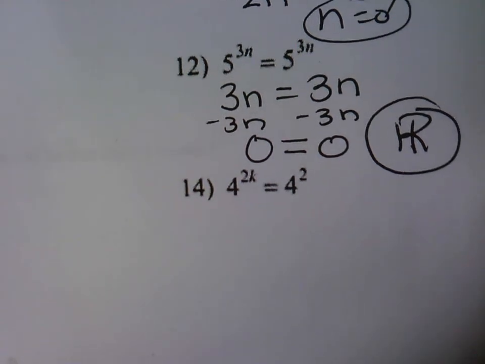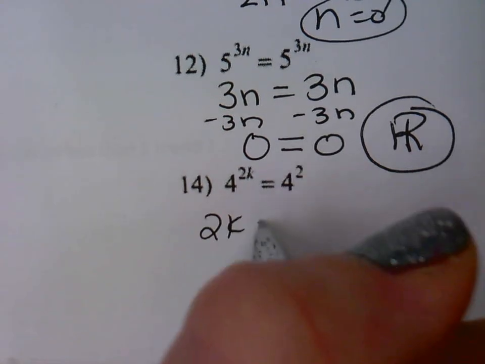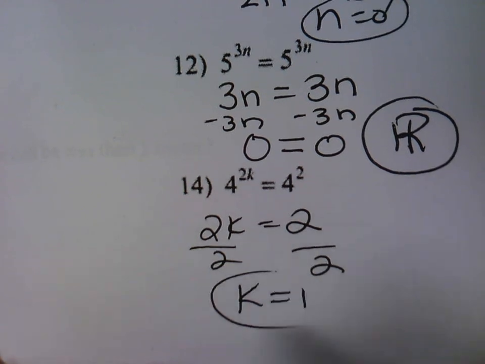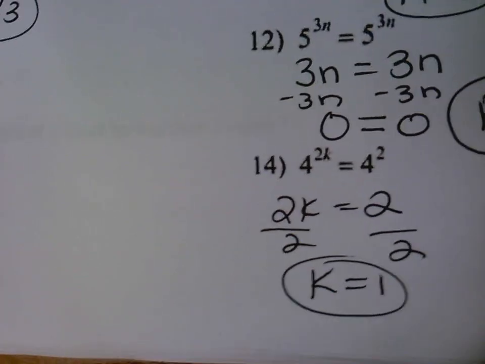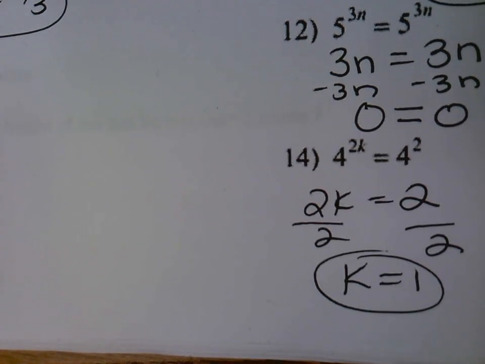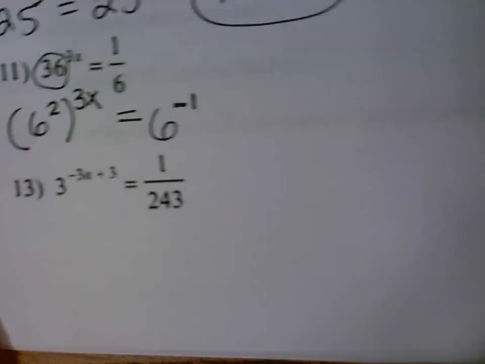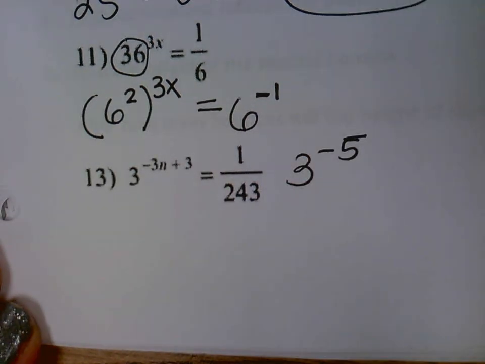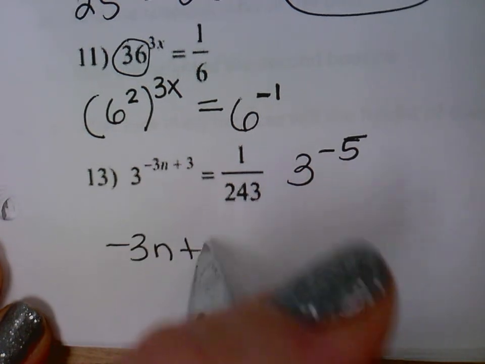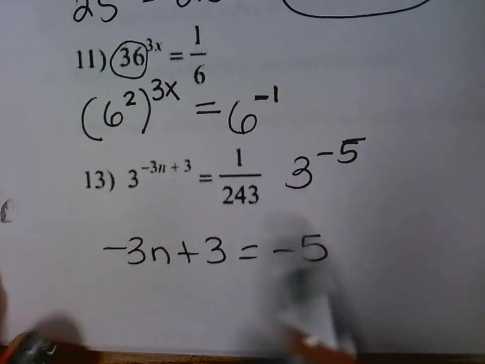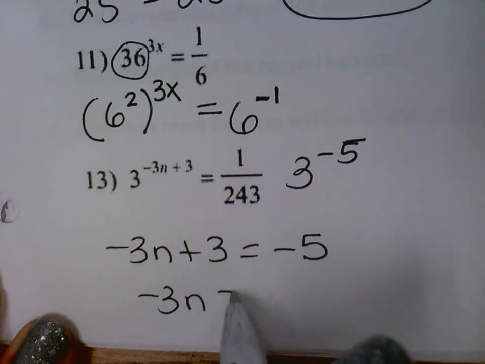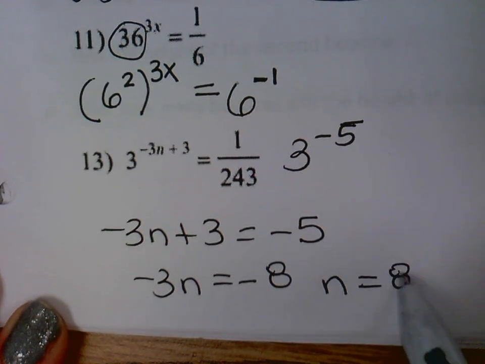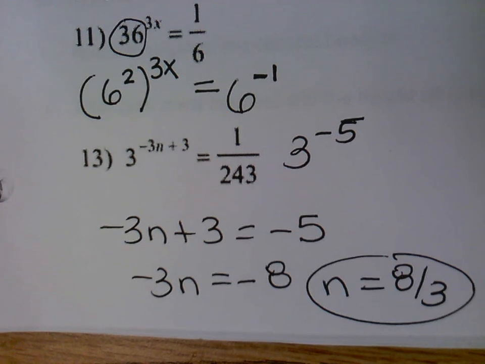Let's see. 14 is up. 2k equals 2. So all I would have to do is divide by 2, and I would get k equals 1 on that one. And then let's see, 13 took a little bit more work because you had to change this 1 over 243 into a base of 3, which is the same as 3 to the negative 5th power, we decided. So negative 3n plus 3 equals negative 5. Subtract 3 to the other side, I would get what? Negative 8. So 8/3. Did you get n would be positive 8/3 when I divide by negative 3? Negative divided by a negative is a positive.